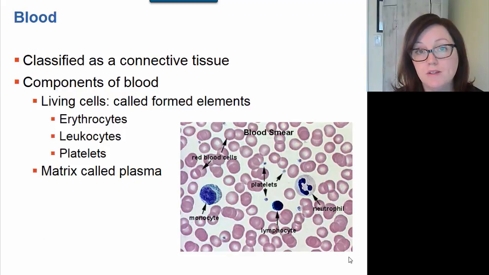So blood is considered a connective tissue, and like most connective tissues, it has an important cell component and an important matrix component. The cells of blood are referred to as formed elements, and the formed elements of blood include erythrocytes, also known as red blood cells, leukocytes, also known as white blood cells, and platelets. The extracellular matrix of blood is called plasma. It's mostly made of water, but it does have some stuff dissolved in it.